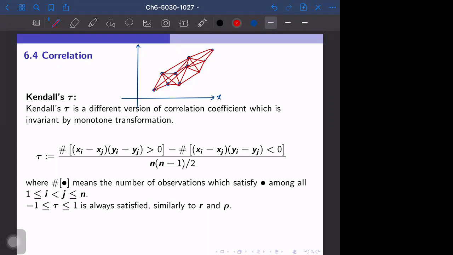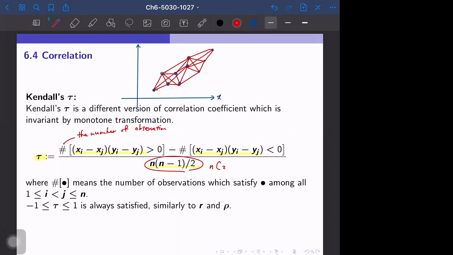but not based on rank, but we have this quantity. So the number of observations which satisfies xi minus xj times yi minus yj is positive, minus the number of observations for xi minus xj times yi minus yj is negative. Then divide by the total number of combinations. So this is n combination 2, so the total number of pairs.